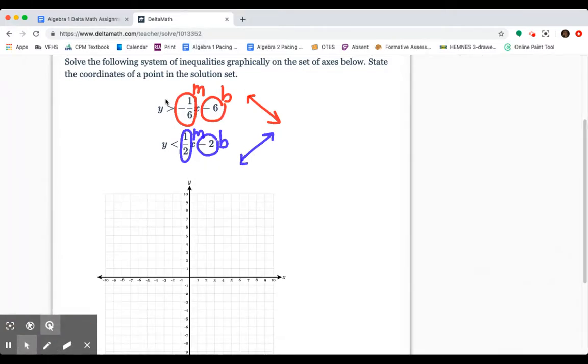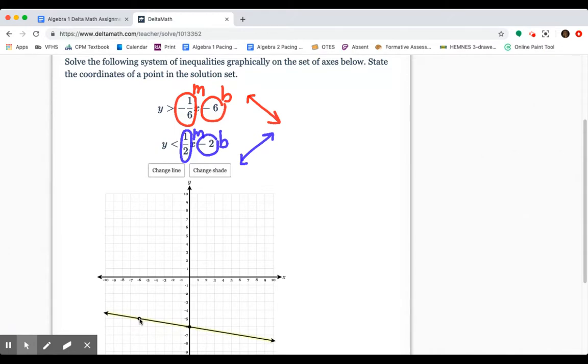I'm going to begin with the red top one. I'm going to start at -6. I know rise over run is 1/6, and I need to be going downhill. So rise 1, left 6. I need to figure out if I want a dotted or solid line. And since it's just greater than, and there's no line down here being or equal to, I know that I need a dotted line. So I'm going to click change line. And since this is a greater than symbol, it needs to be shaded above, bigger than my line. So I'm going to shade above for greater than.